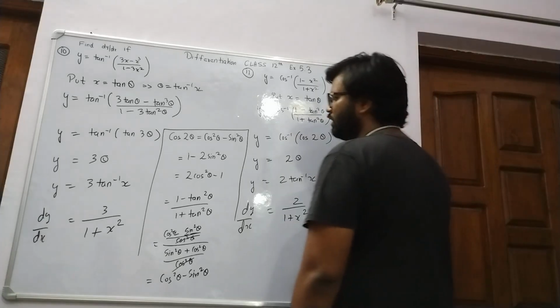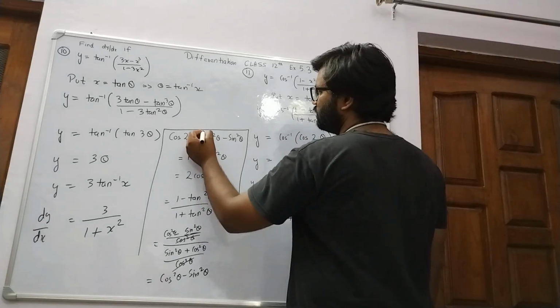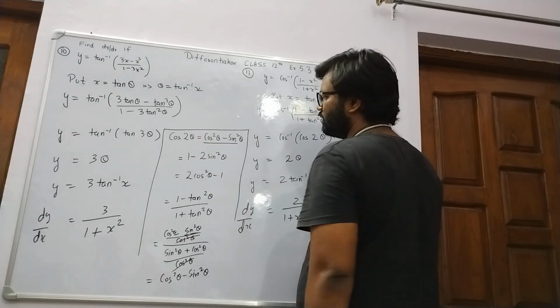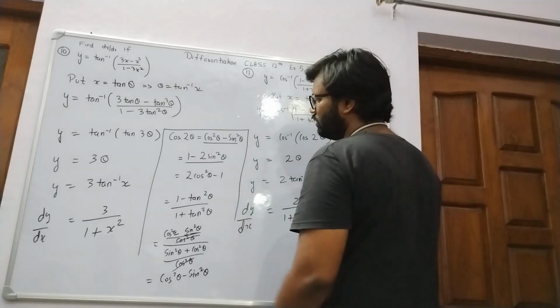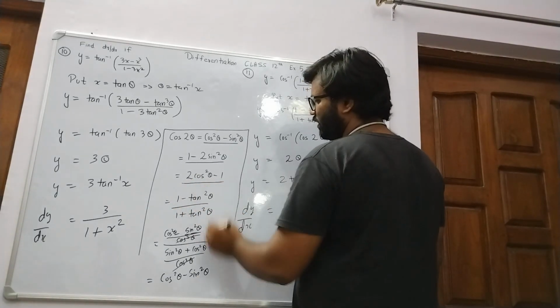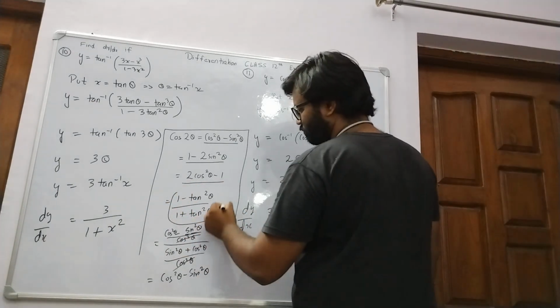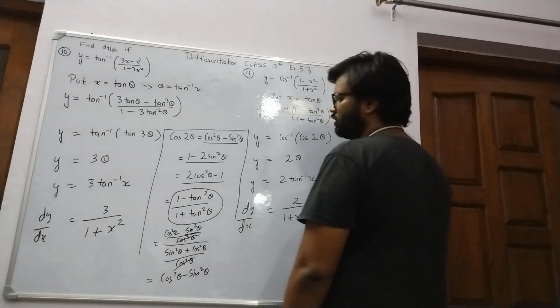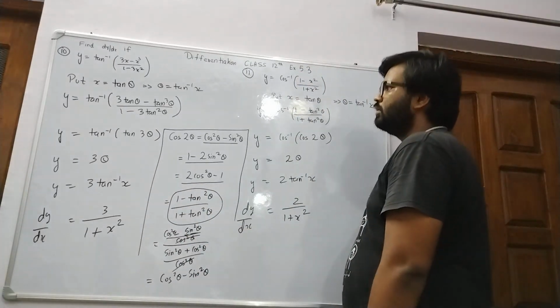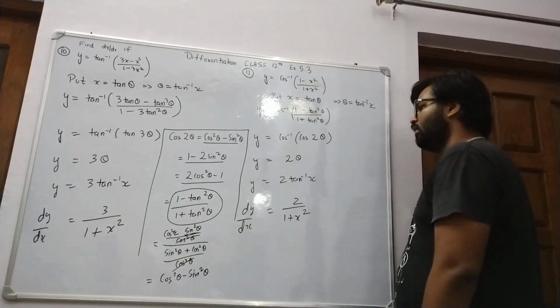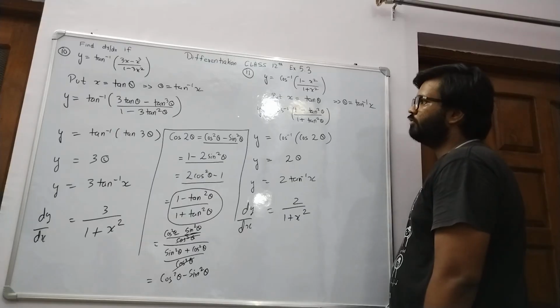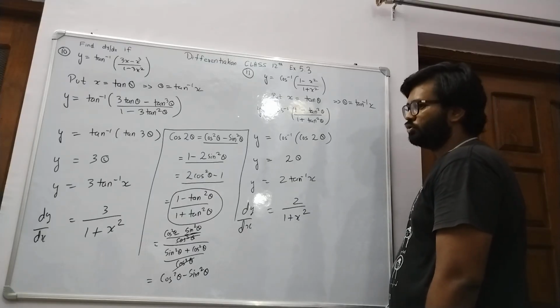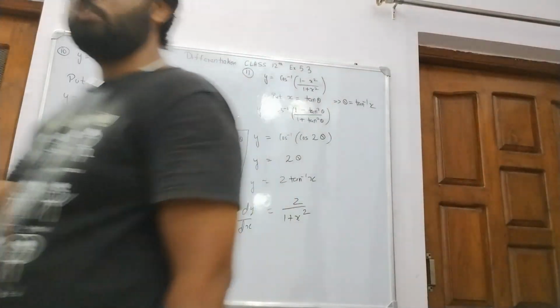So we have to understand the formula for cos 2 theta is this: cos square theta minus sin square theta. It's also this, 1 minus 2 sin square theta. It's also this, 2 cos square theta minus 1, and this as well, 1 minus tan square theta upon 1 plus tan square theta. I'll give you a few seconds to take the screenshot of the board. Okay, and then we'll move on to the next question.